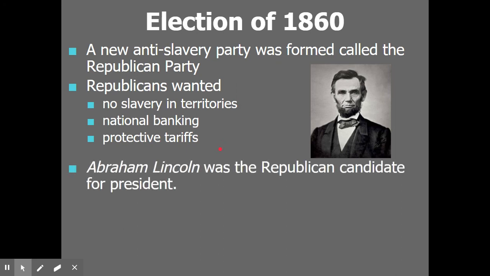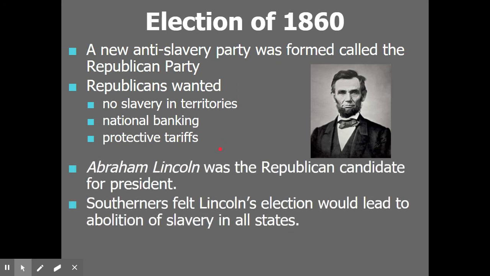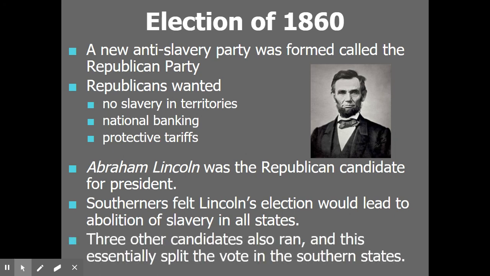So Abraham Lincoln becomes their first ever candidate for president. The Southerners are convinced that if Lincoln gets elected, he's going to abolish slavery in all of the United States. So they're totally anti-Lincoln. The Democratic Party at this time splits over the issue of slavery, and three candidates end up running against Lincoln.